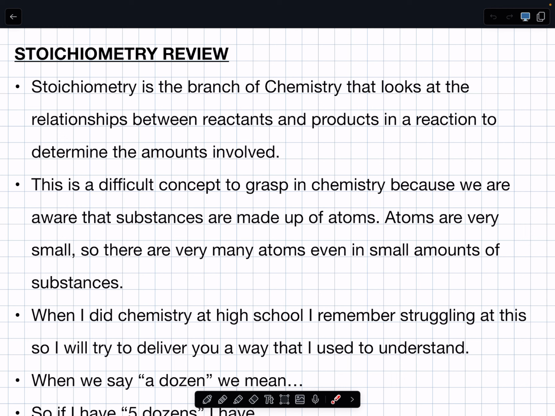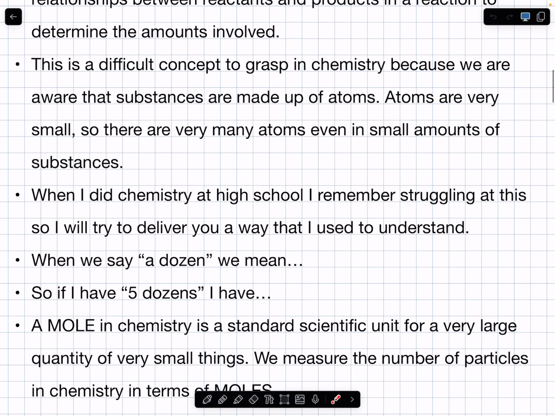Stoichiometry is the branch of chemistry that looks at the relationship between reactants and products in a reaction to determine the amounts that are involved in those reactions. This is a difficult concept to grasp in chemistry because we're aware that substances are made up of atoms. Atoms are really small, so there are very many atoms even in small amounts of substances.